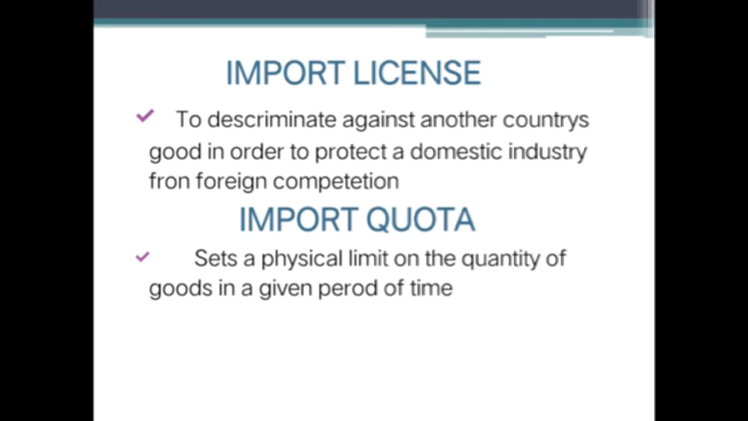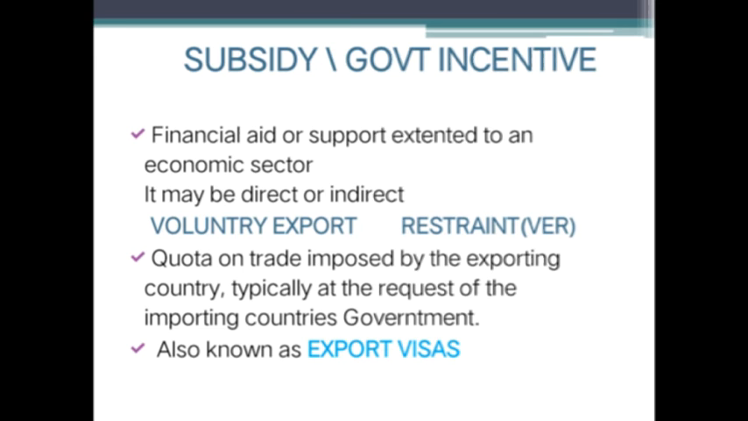Next, import quota. It sets a physical limit on the quantity of goods in a given period of time. Next, subsidy or a government incentive. It is financial support extended to an economic sector. It may be direct or indirect.